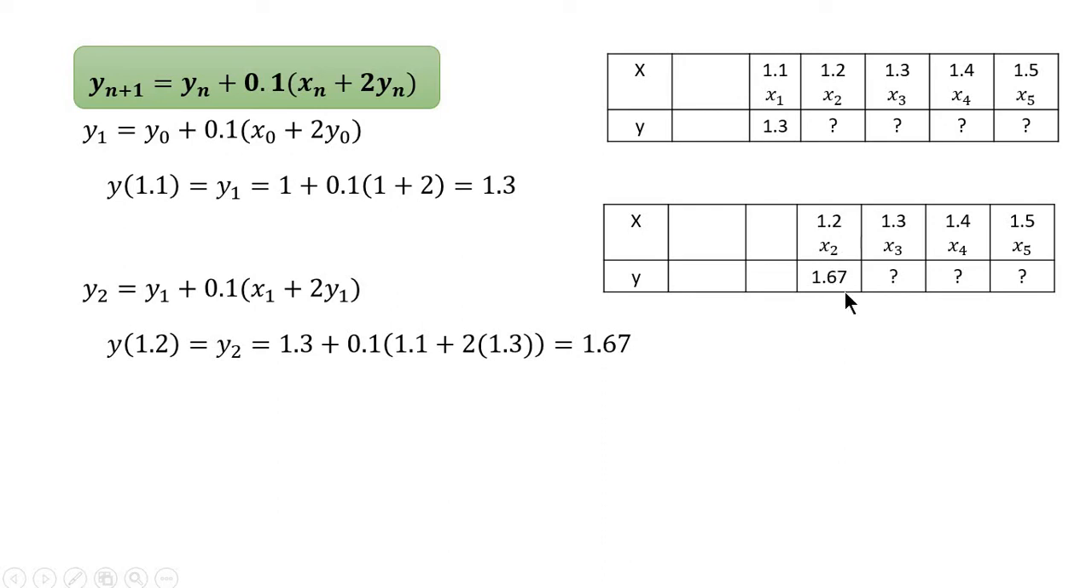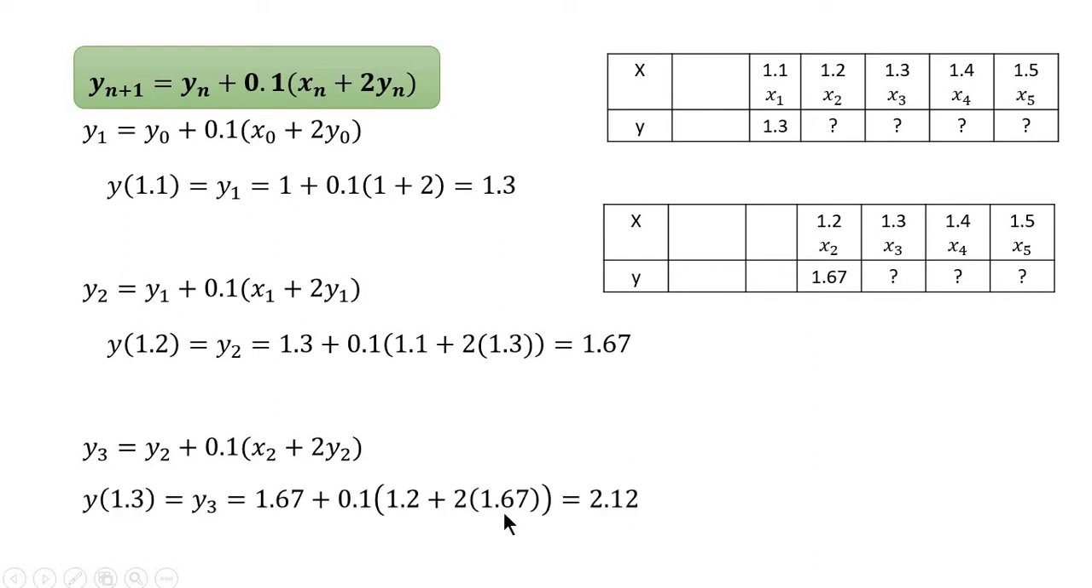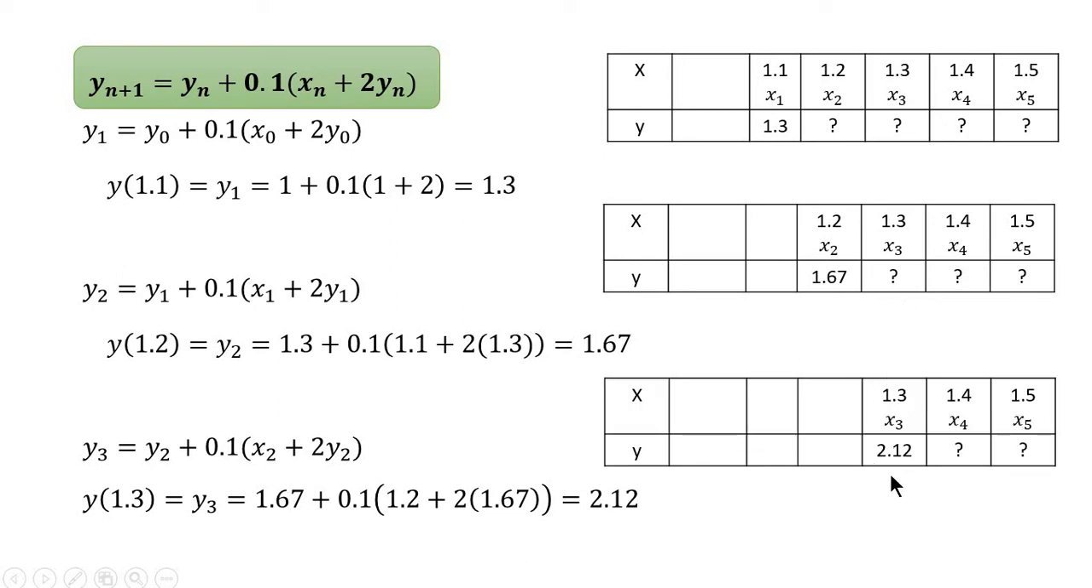Now using these values I am going to find out x3 and y3. y3 is y2 plus 0.1 into x2 plus 2y2. Substitute x2 and y2 in this formula. We get 2.12. So y3 is 2.12. I am going to update the table again. So when x3 is 1.3, y3 is 2.12.